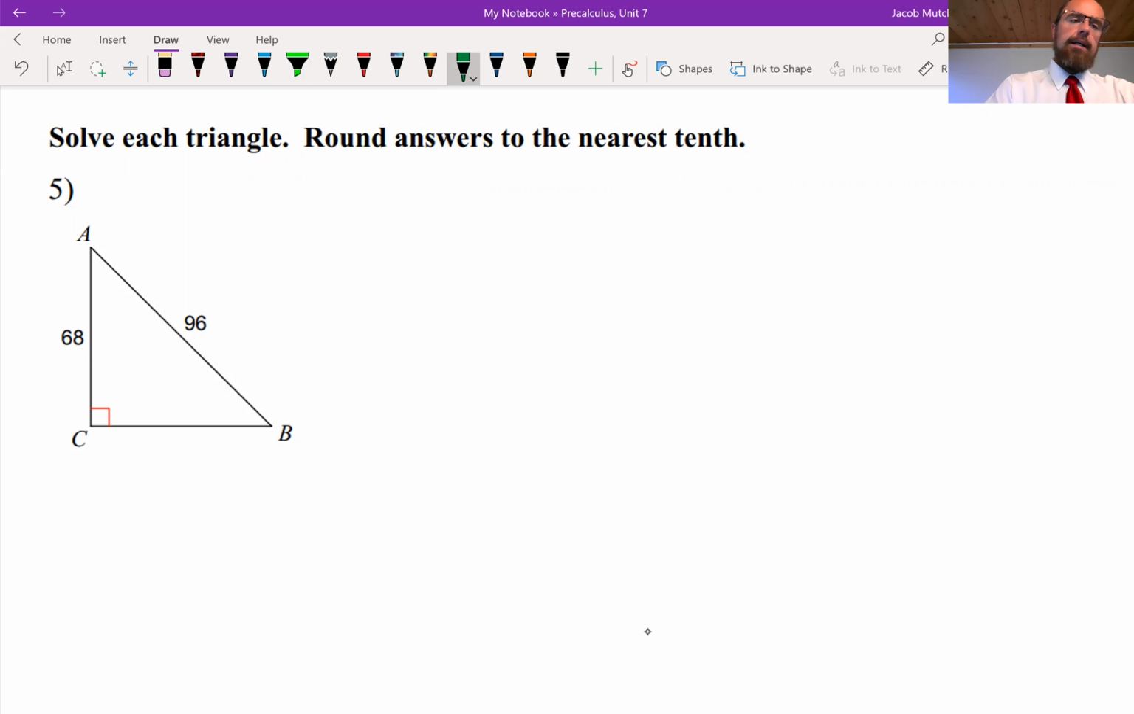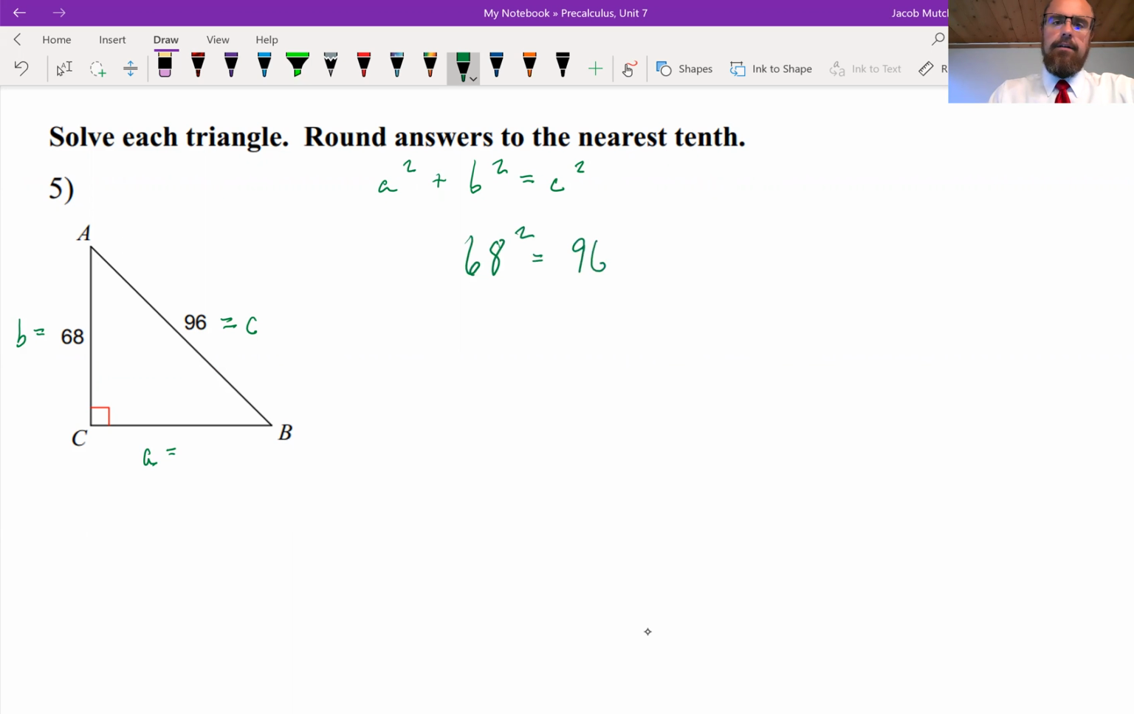So I'm going to label these sides. If that's vertex A at the top of the triangle, the side opposite is side A. Vertex B is there on the right, so the side opposite it is side B. And then side C is going to be the hypotenuse. So as I set up Pythagorean theorem here to solve, a squared plus b squared equals c squared, I'm going to substitute the two values I know. I know that b has a length of 68 and c has the length of 96.